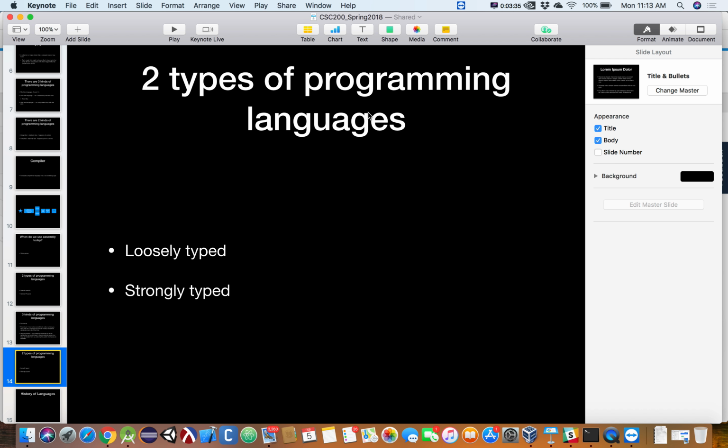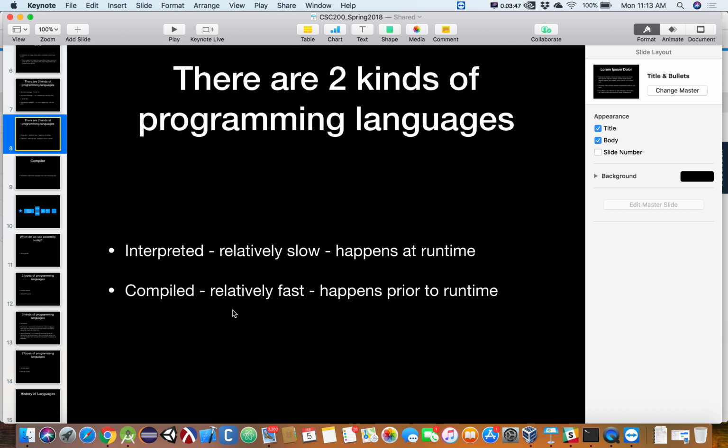Okay, so we didn't talk about this one yet. All right, so two types of programming languages. We have loosely typed and we have strongly typed. And these kind of go hand in hand. Up here, we talked about interpreted languages versus compiled languages. We said interpreted are relatively slow. Compiled languages are relatively fast. So these things kind of go hand in hand.